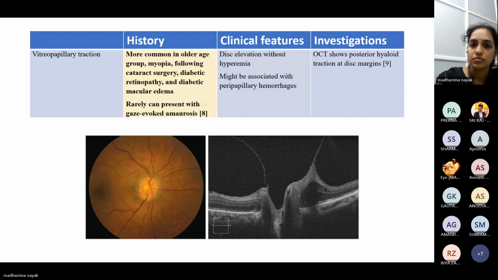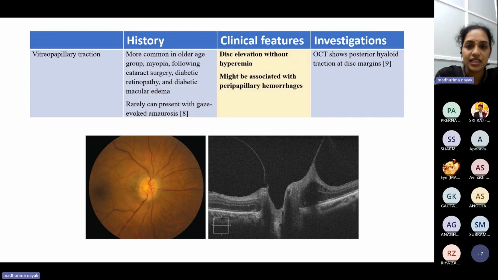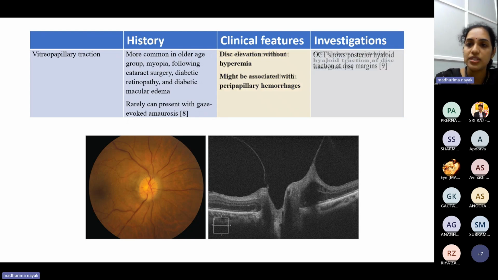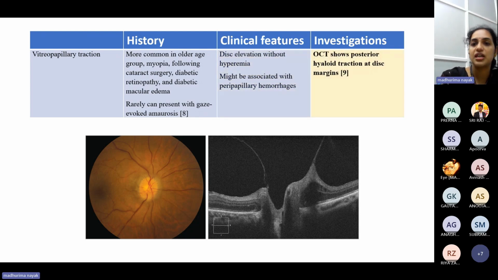Okay. There is disc elevation. Again, there is no hyperemia. There can be subtle hemorrhages around the disc. And OCT is diagnostic, which shows posterior hyaloid traction.